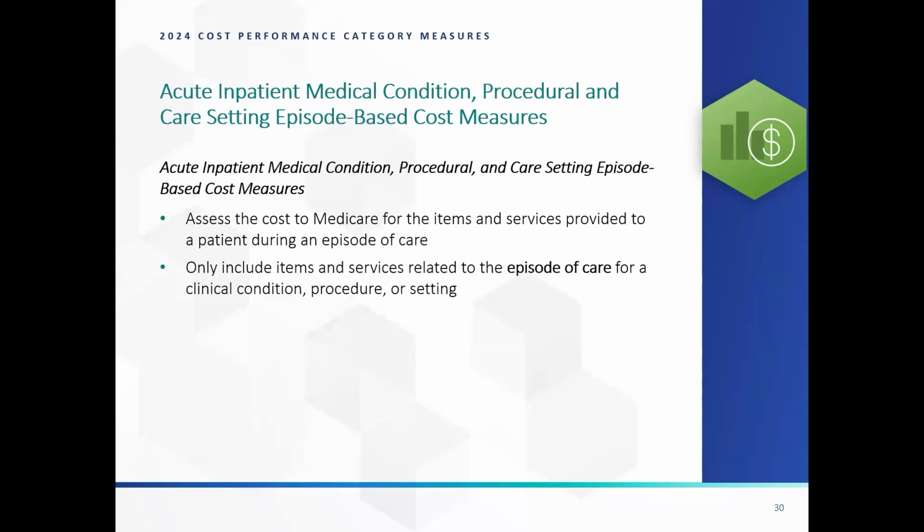Okay, so the acute inpatient medical condition, procedural, and care setting episode-based cost measures assess the cost to Medicare for the items and services provided to a patient during an episode of care. These types of cost measures only include items and services related to the episode of care for a clinical condition, procedure, or setting.